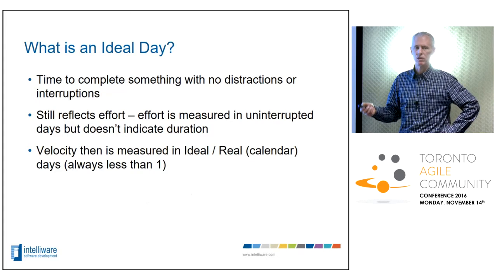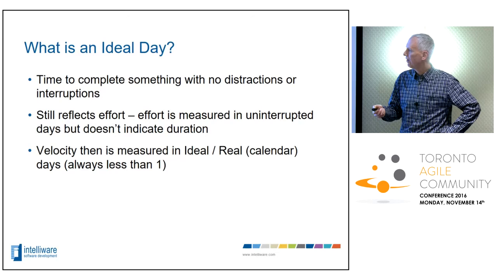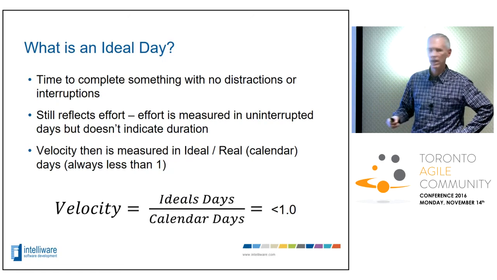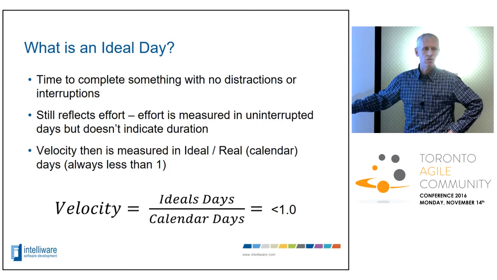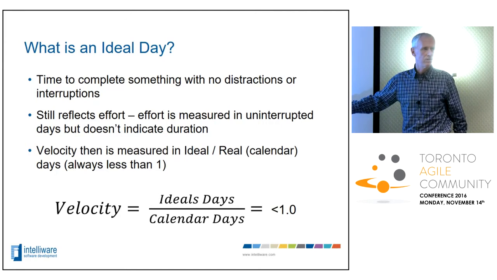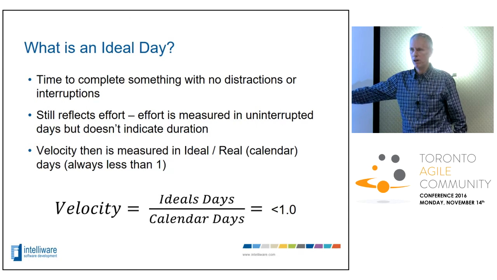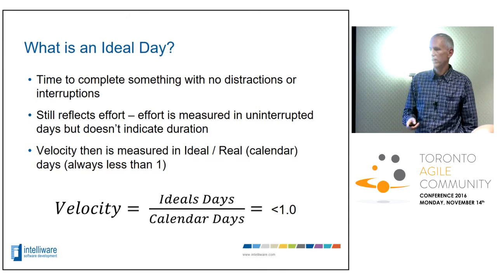In this case, because an ideal day is always some function of something less than a real day or a calendar day, your velocity is always less than 1. Again, if it took me 10 hours to do 8 hours of effort to move my load of bricks, then that's 0.8 as I used before. In this case, your velocity is some number less than 1.